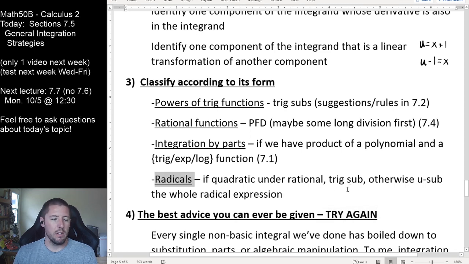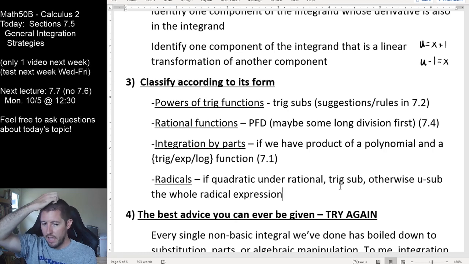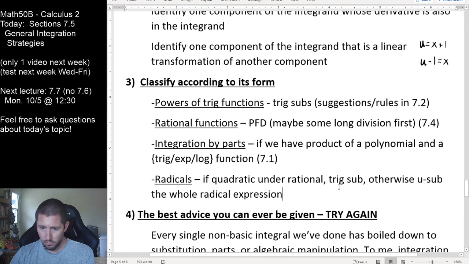Anytime you see a radical in an integral, you are kind of hoping that you can either get rid of it or use some trig functions to get rid of it. If the stuff that's underneath the radical seems quadratic, then it seems like you should be able to use a trig sub to get that thing out of there. Otherwise, u-subbing the entire radical expression, that was an example that I did last class, is a good move there, and we'll in fact see another one of those today.